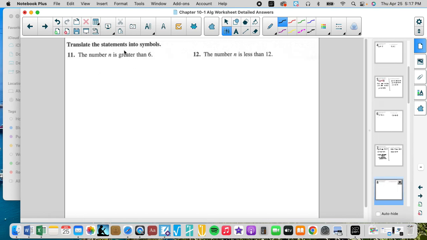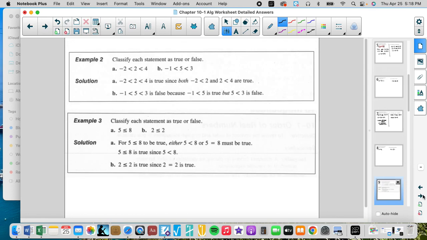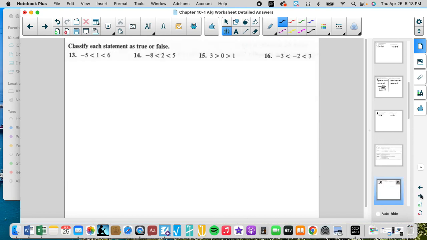The number n is greater than 6. Nice. Our solutions are greater than 6. The number n is less than 12. Okay, classify each statement as true or false. Good, so we're going to look at those. So is 1 greater than -5? Yes. Remember how compound has to be true, true. Is 1 less than 6? True. So that is true. So remember that. So is 2 greater than -8? Yep. Is 2 less than 5? Yep. So this is a true statement.